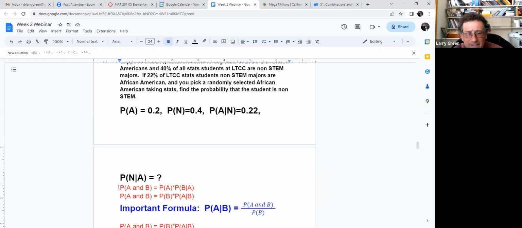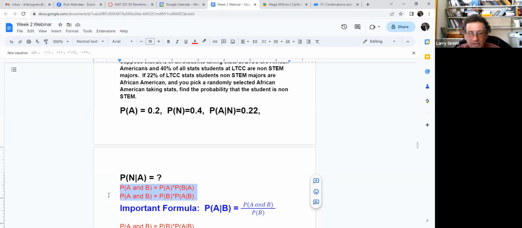Okay, the next piece is we have two formulas here. The first is the probability of A and B is the probability of A times the probability of B given A. And the second is the probability of A and B is the probability of B times the probability of A given B. Okay, when you have an and, it doesn't matter what you say first, and that's why you can switch the A and B there. Any questions on those formulas?